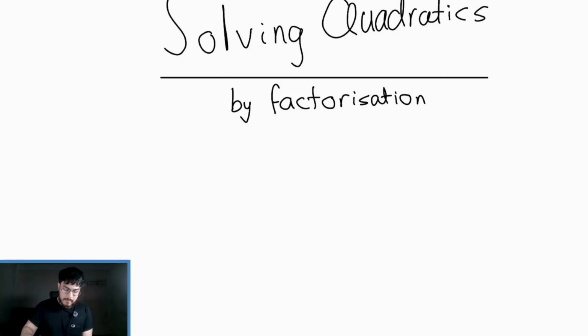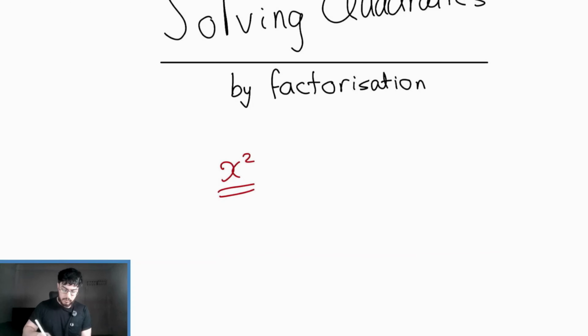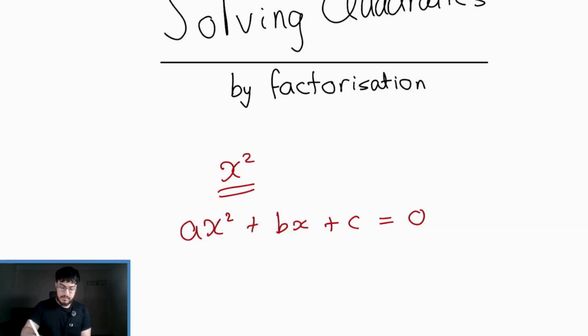So remember, with quadratics, you know an equation is a quadratic if it has an x squared term in the equation. Quadratics are always of the form ax squared plus bx plus c is equal to 0. And this equals 0 part at the end is very important because we cannot do factorization, the method we're about to learn, if we do not have this equation being equal to 0.